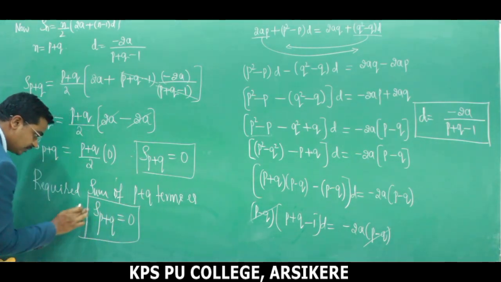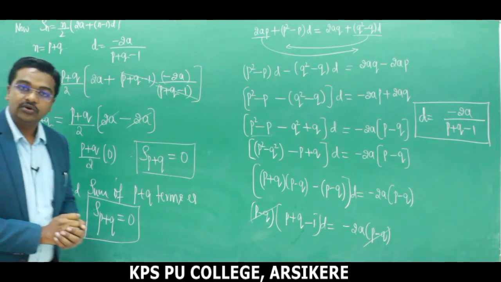This is the required thing. Got it, children? S of P plus Q is equal to 0.